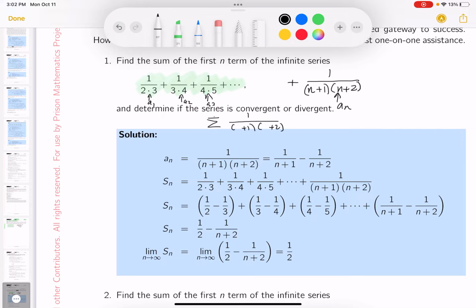So I'm going to say i equals 1 up to n, and this is going to be i. If you were to write that down, the first term would be 1 over 2 times 3. The next term would be 1 over 3 times 4. The next term would be 1 over 4 times 5. Boy, that's an easy pattern. And where would I stop? I'd stop here: 1 over n plus 1, n plus 2. And we're going to call this the nth partial sum.